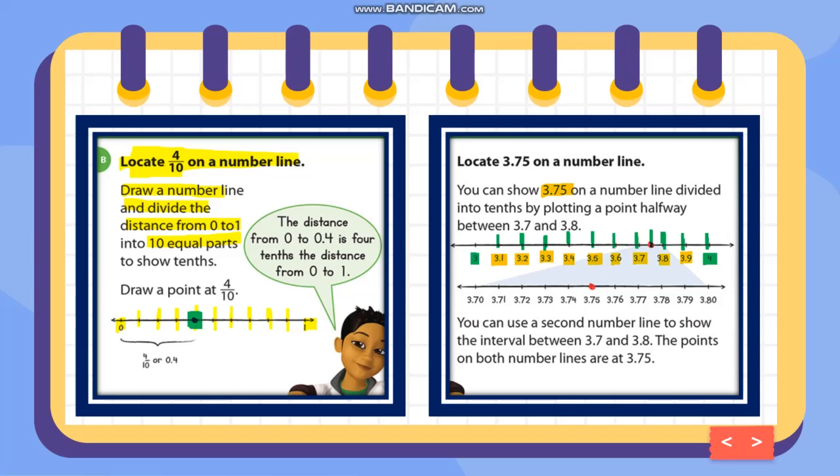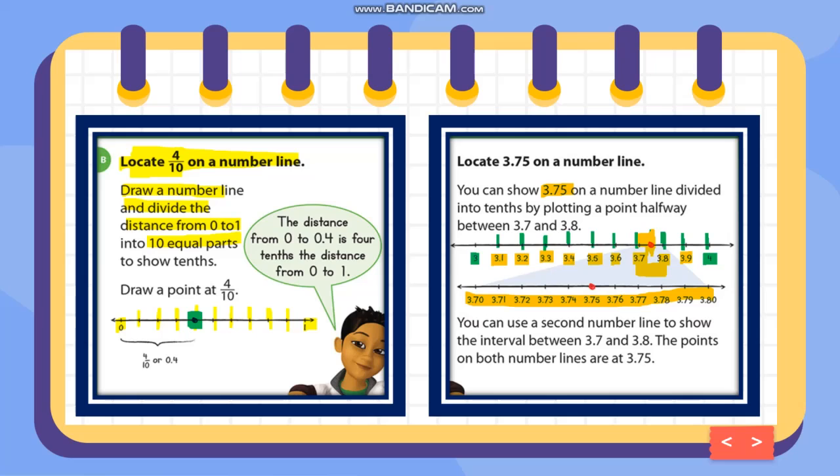3 and 7/5, you're going to find it here in between 3 and 7/10 and 3 and 8/10. That's why the plotted point must be here, the red one. Next, you can use a second number line to show the interval between 3.7 and 3.8. So this is the interval between 3.7 and 3.8.